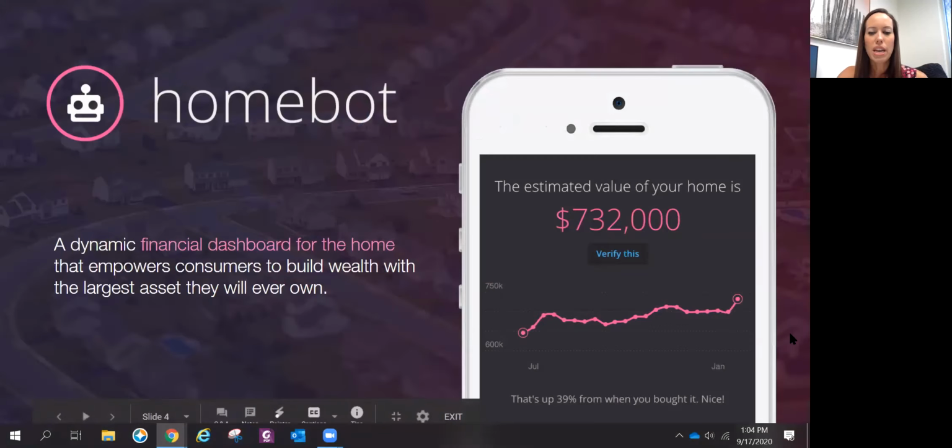So really, Homebot is a dynamic financial dashboard for the home that empowers consumers to build wealth with the largest asset that they own. More specifically, I know it's hard sometimes with these generic marketing terms, but a dynamic financial dashboard, what does that mean? It means it's completely customized to that homeowner's exact home equity position. So their loan data, their home value, their market statistics based upon the zip code that their home is in.